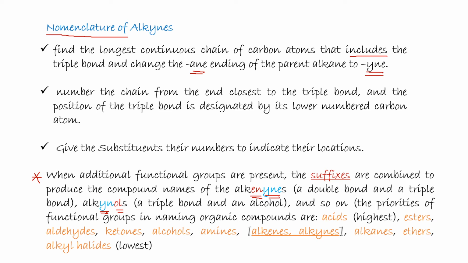You have to know the priorities. If you have an acid, then the compound will be named by the acid functionality, the highest priority. Then comes ester, aldehyde, ketones, alcohols, amines. Alkenes and alkynes have the same priorities, and we will come to it later on. Alkanes, ethers, alkyl halide is the lowest one.